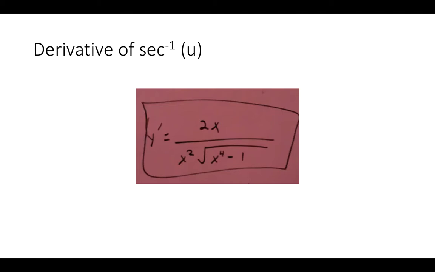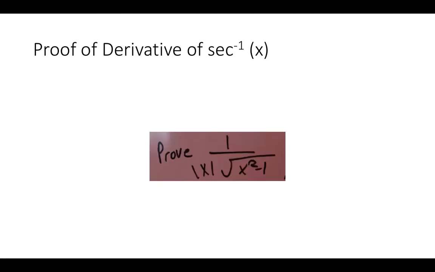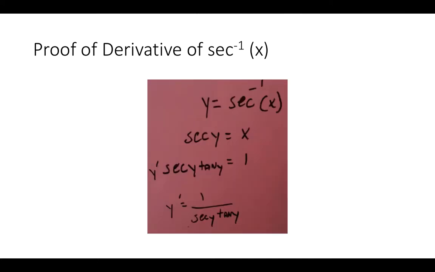Next, let's prove the other formula, which is 1 divided by absolute value of x times the square root of x squared minus 1. This is the proof of the derivative of inverse secant of x. First things first, let's make y equal to inverse secant of x. We take secant on both sides, and we have secant y is equal to x. Now we'll take the derivative with respect to x.